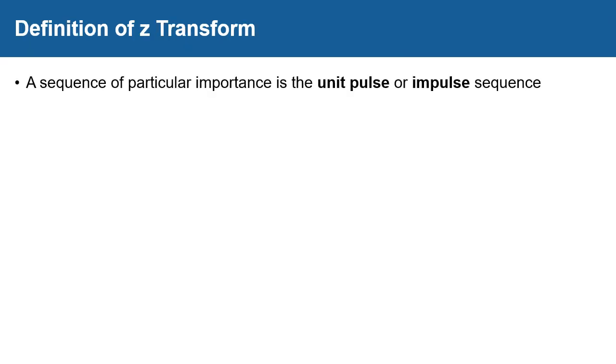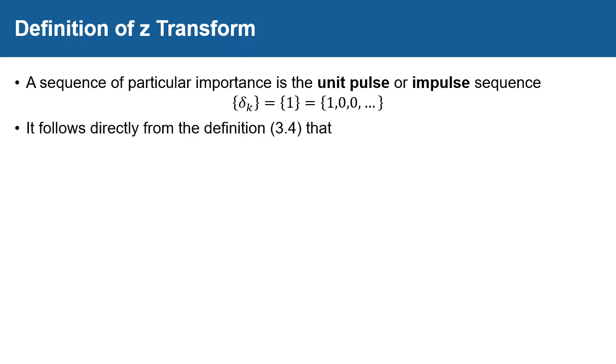A sequence of particular importance is the unit pulse or impulse sequence. We have delta k equal to 1, 0, 0, and so on. It follows directly from the definition at equation 3.4 that the z transform of delta k is equal to 1.